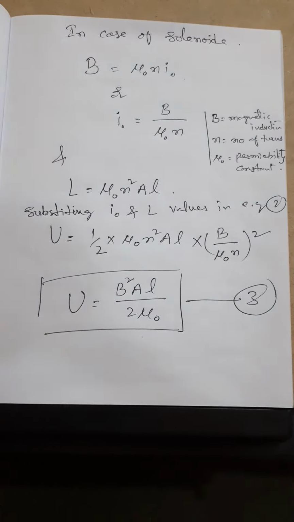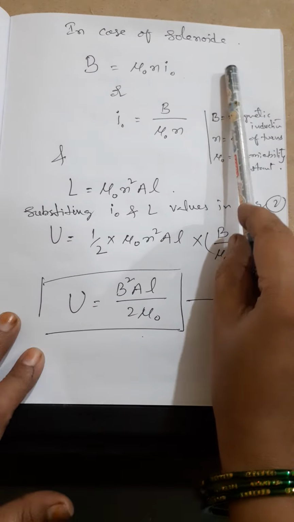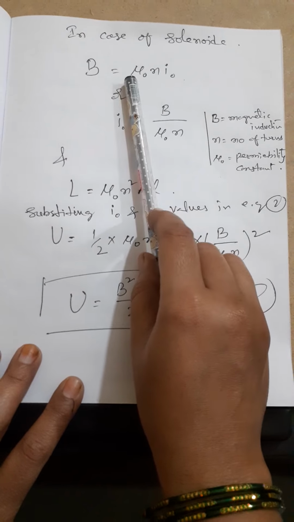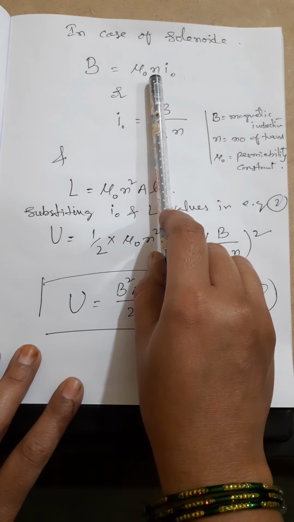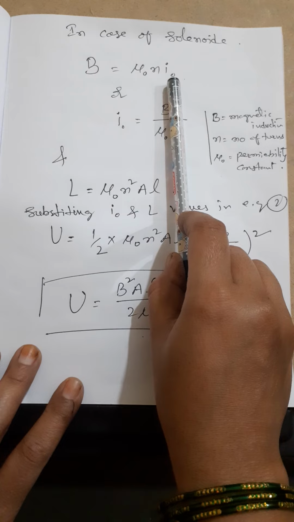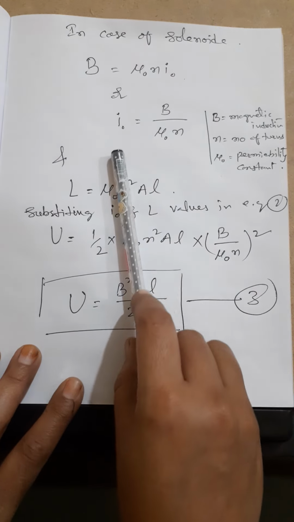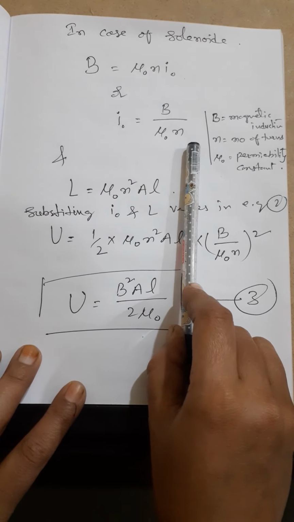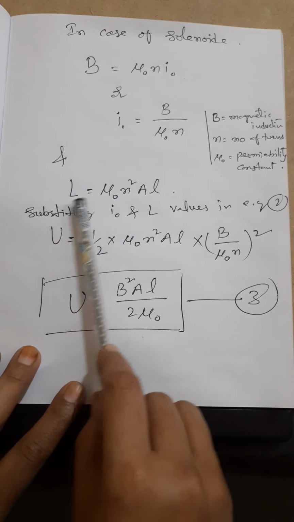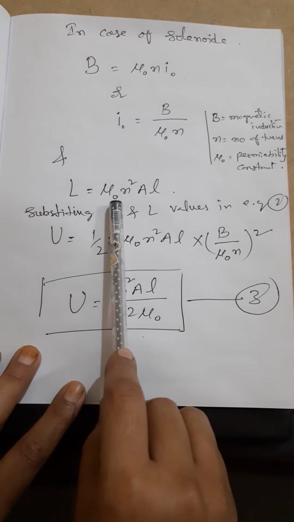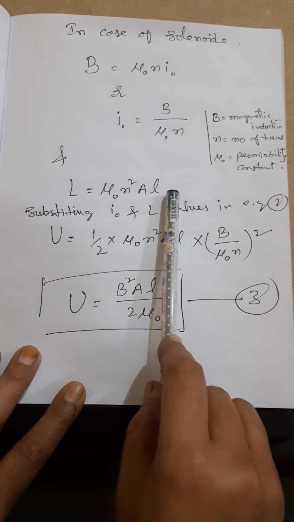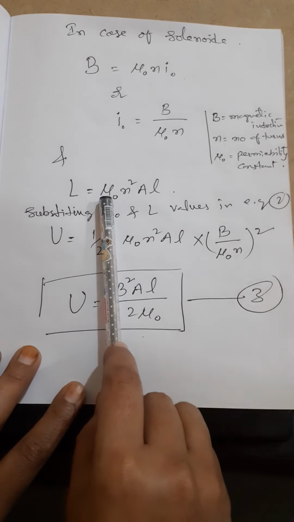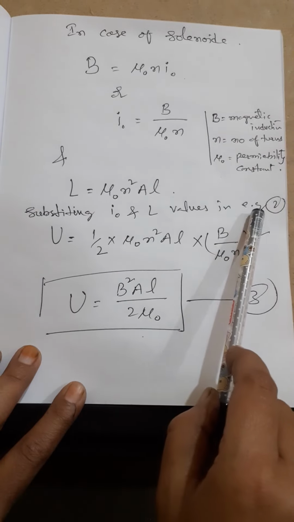Now in case of a solenoid, we know that magnetic induction B is equal to mu naught N I naught. Mu naught is the permeability constant, N is the number of turns in the solenoid, and I naught is the maximum current in the solenoid. So from this equation, I naught is equal to B by mu naught N. At the same time we know that in a solenoid the self inductance is equal to mu naught N square A L, where A is the area of cross section, L is the length of the solenoid, mu naught is the permeability constant, and N is the number of turns in the solenoid.